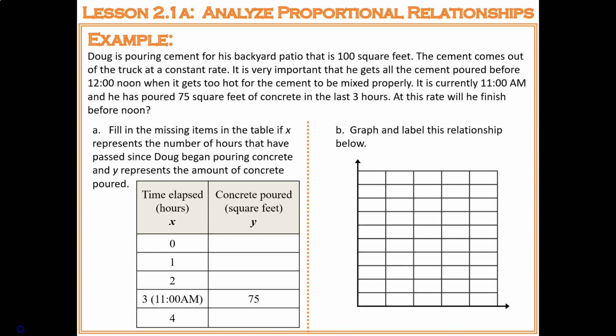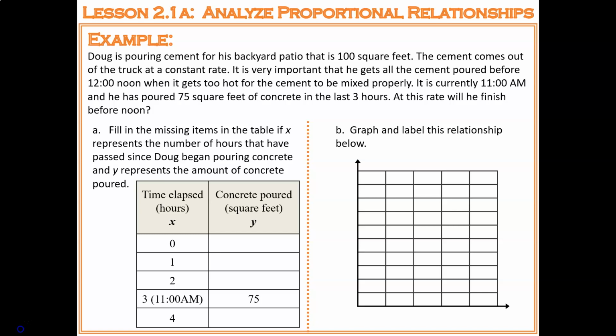We are on problem 7. It says that Doug is pouring cement for his backyard patio that is 100 square feet. The cement comes out of the truck at a constant rate. It is very important that he gets all the cement poured before 12 noon, when it gets too hot for the cement to be mixed properly. It is currently 11 a.m. and he has poured 75 square feet of concrete in the last 3 hours. At this rate, will he finish before noon?